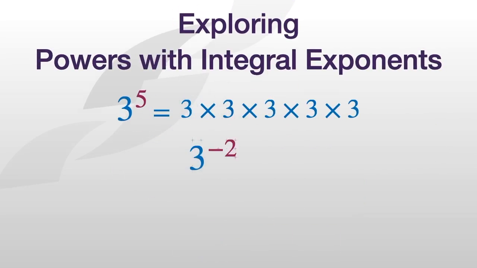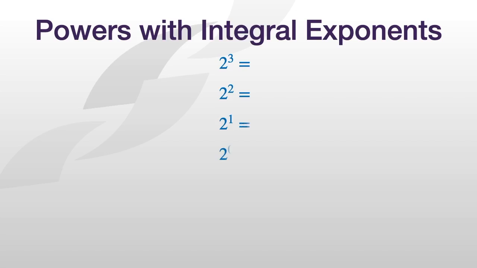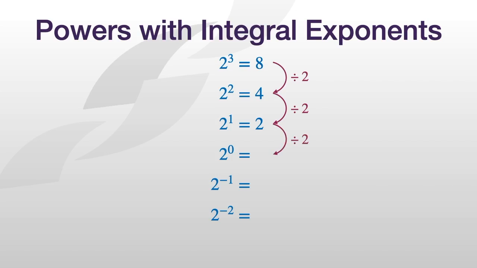But what if the exponent is a negative integer? Let's first use a pattern to figure out what a negative exponent could mean. 2 to the power 3 means 2 times 2 times 2, which is 8. With the same reasoning, 2 to the power 2 is 4, and 2 to the power of 1 is 2. Notice that each time we decrease the exponent by 1 corresponds to dividing the answer by 2, which also means cutting it in half. So if we continue the pattern, 2 to the power 0 must be half of 2, which is 1.